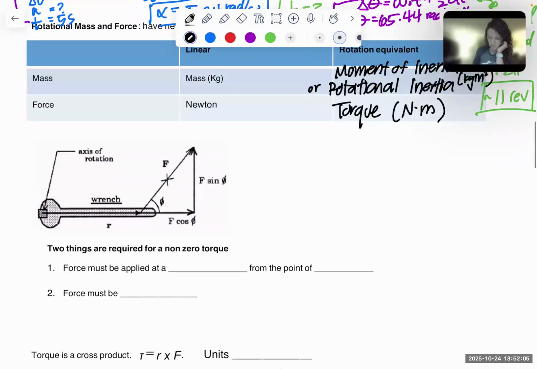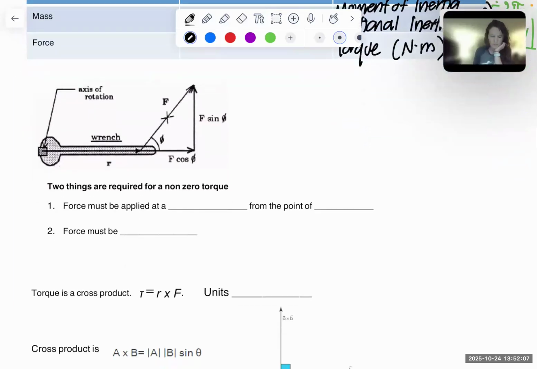All right, so let's talk a little bit more about torque right now. If I have a wrench right here, your axis of rotation is, as you would imagine, where you are rotating it around, the place that stays still. Your radius is the distance from the axis of rotation to the place that the force is applied. And your force is whatever you're pushing with. Two things are required to have a non-zero torque. Thing number one, force must be applied at an angle, meaning that if I take that wrench and I'm pushing directly on the wrench, like with a 0-degree angle, that is not going to move my wrench at all.